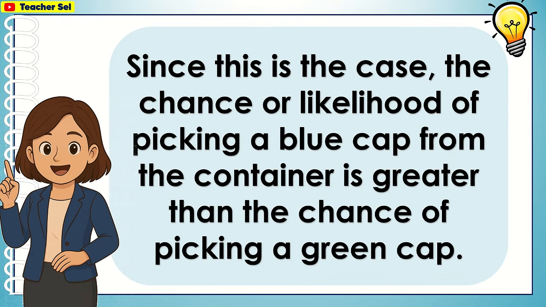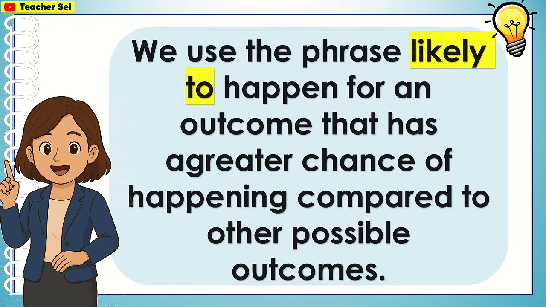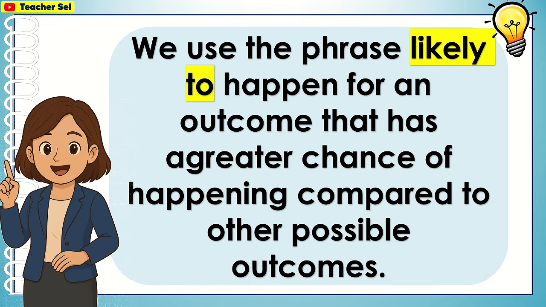Since this is the case, the chance or likelihood of picking a blue cup from the container is greater than the chance of picking a green cup. We can say that the outcome, which is picking a blue cup from the container, is likely to happen. We use the phrase likely to happen for an outcome that has a greater chance of happening compared to other possible outcomes.